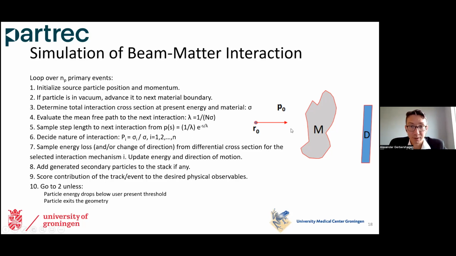So for example, if you have a detector and the particle already propagated to it, or if you want to see what is exactly the energy loss across the material, then you can score the energy. And then you basically go back to step 2, because the particle can continue propagating through the material unless the particle energy dropped below the threshold which you have defined, or the particle exits the geometry where the system is defined in general, right? At the end of the simulation, you want, of course, to get rid of all the particles.